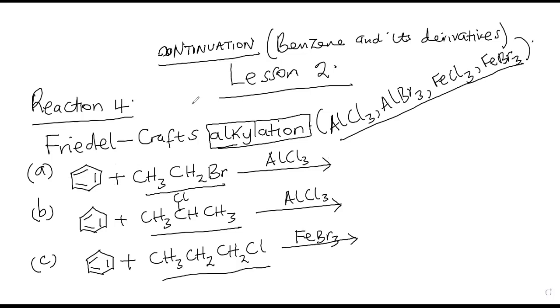So what do we do? For this reaction, I want you to first copy this reaction, and then we see how we shall handle it. Well, we are having benzene plus CH3CH2Br in presence of aluminum chloride.